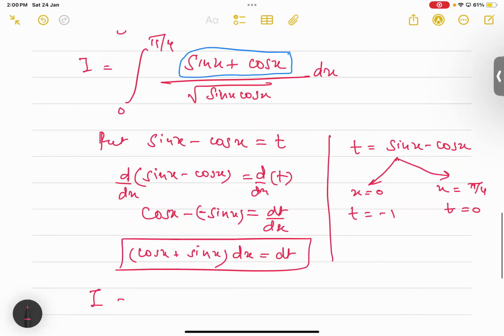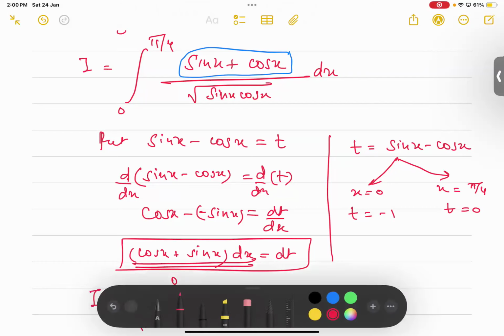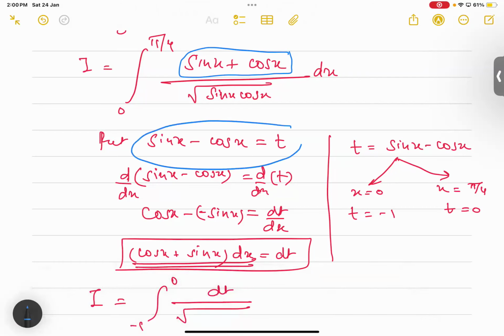So 0 will be replaced with minus 1, and pi by 4 will be replaced with 0. Okay? So cos x plus sin x dx is dt upon root. Now try to understand this. Whenever such a situation is there, any guesses? What will you do?